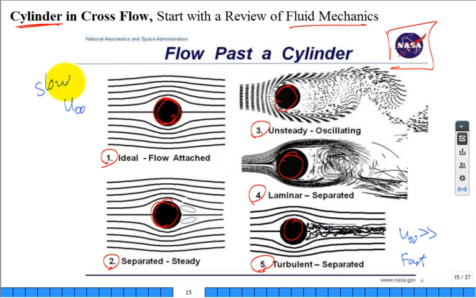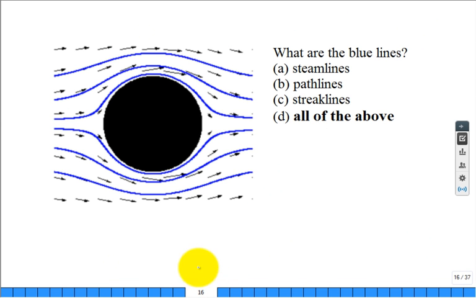Let me go and ask a clicker question. What are the blue lines that are shown in this illustration for flow over a cylinder? Are they streamlines? Are they path lines? Are they streak lines? Or are they all of the above?